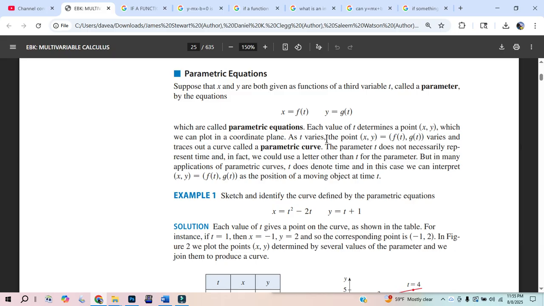All right, so as t varies, the point xy is equal to x comma y, that's going to be the point, but I said x is this function of time, y is that function. I've never actually written anything in my life this way, but there you go.